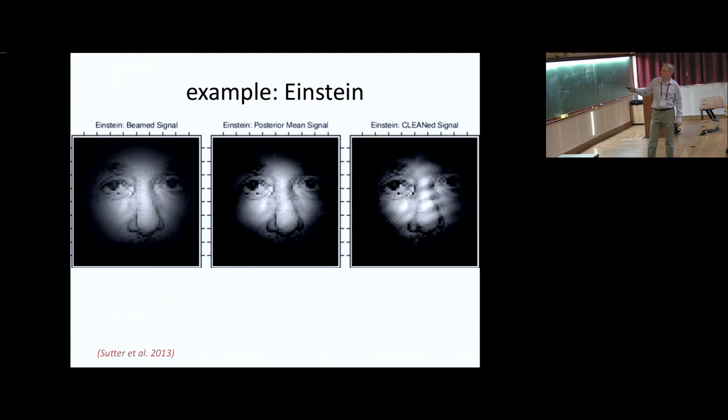This is what a high-performance version of the standard method of radio interferometry does. So you can see it introduces artifacts. It's called the CLEAN algorithm. Actually, it's a modern update of the CLEAN algorithm. Yes?